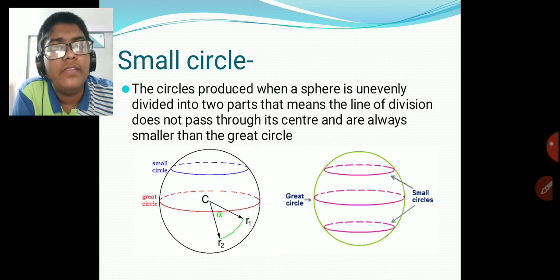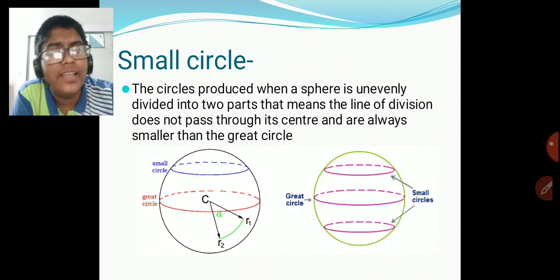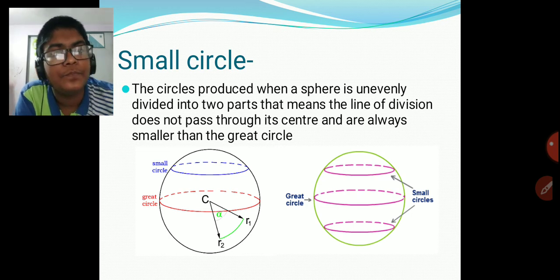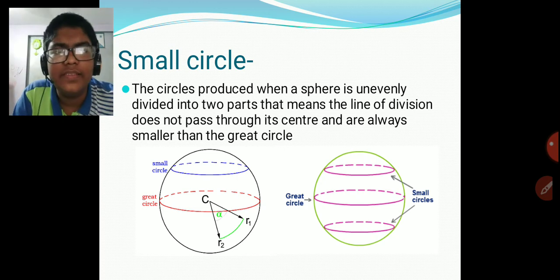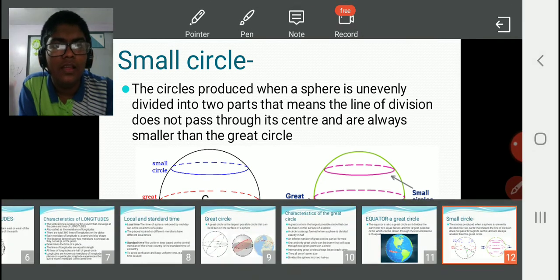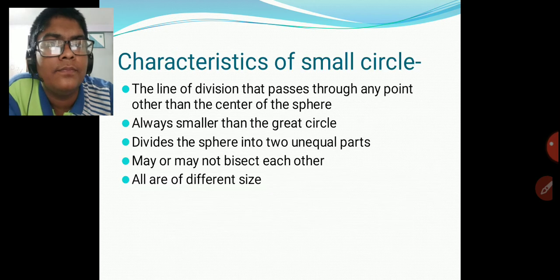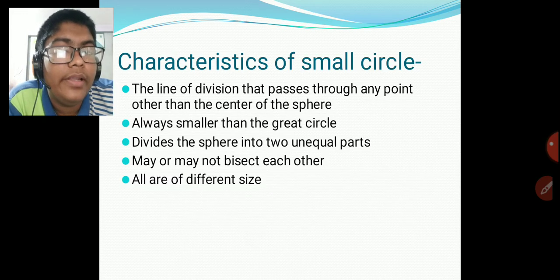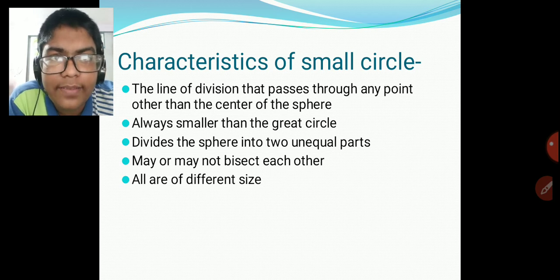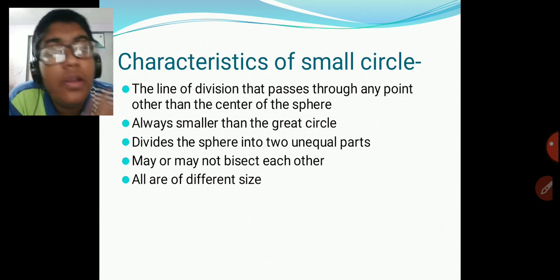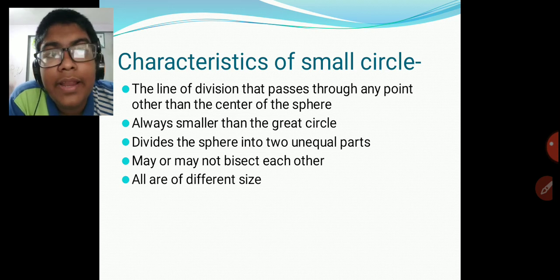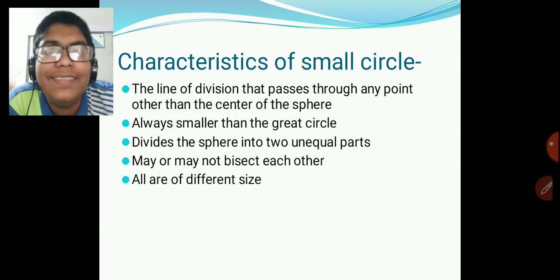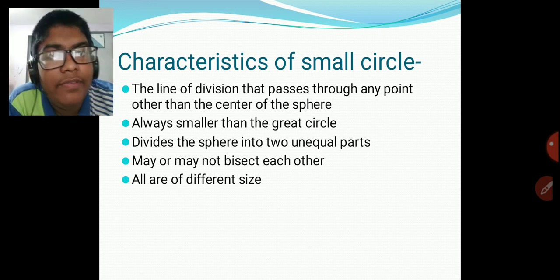Small circle. A small circle is any circle that can be drawn on a sphere except for a great circle. It does not pass through the center, and it's always smaller than a great circle. Characteristics of a small circle: the line of division that passes through any point other than the center of the sphere is a small circle. It divides the sphere into two unequal parts. It may or may not bisect each other. All are of different sizes.